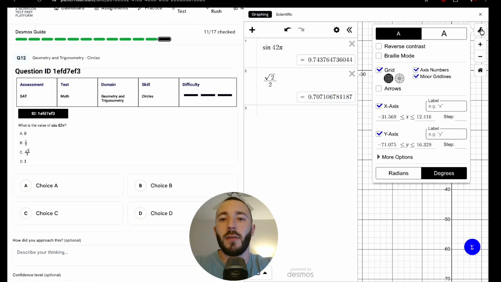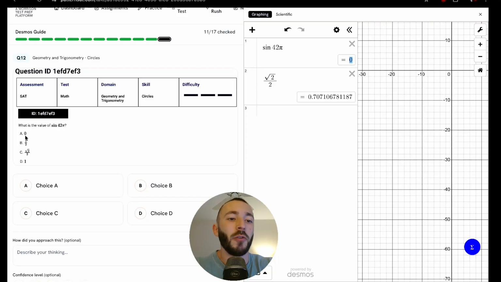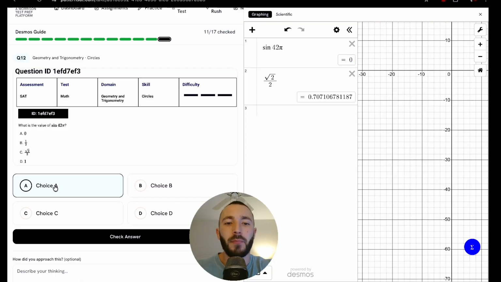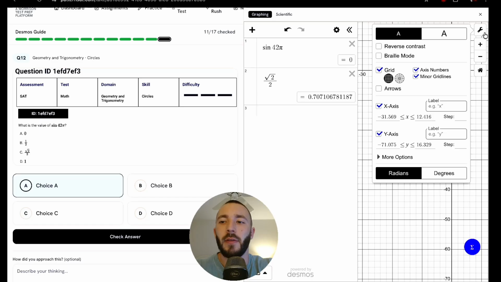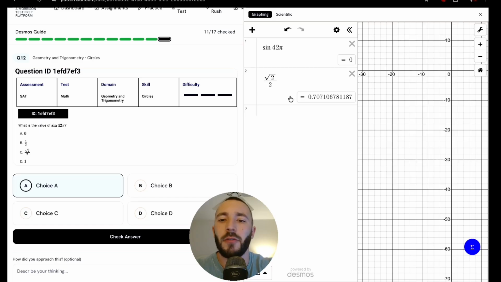Now, if I switch this to radians, oh, now I get 0. And 0 is choice A. So now I'm good to go. But keep in mind, whenever you're dealing with problems like this, you need to make sure that you know if you're in radians or degrees. This is how you do it. That was the main reason I wanted to show you this problem.